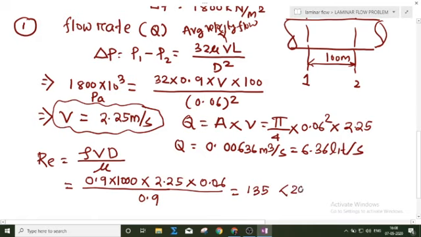Is it less than 2000? Yes, it is less than 2000. So which type of flow is this one? This is a laminar flow. Yes, we confirm that this is a laminar flow, as our Reynolds number is less than 2000. Okay, so we found out the discharge in the pipe.